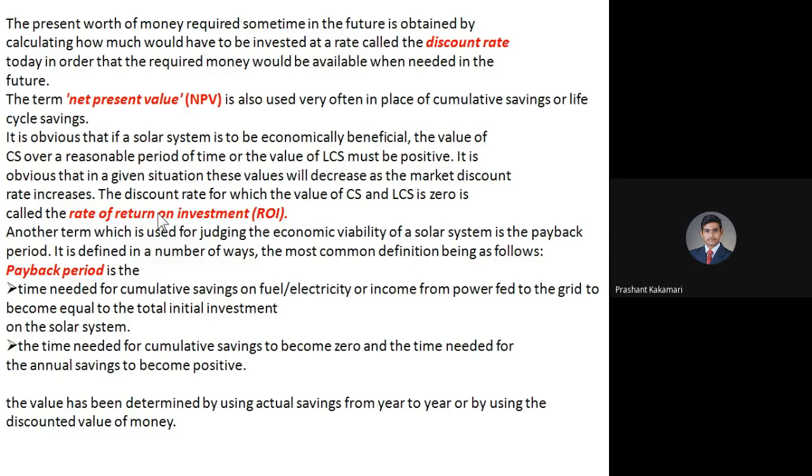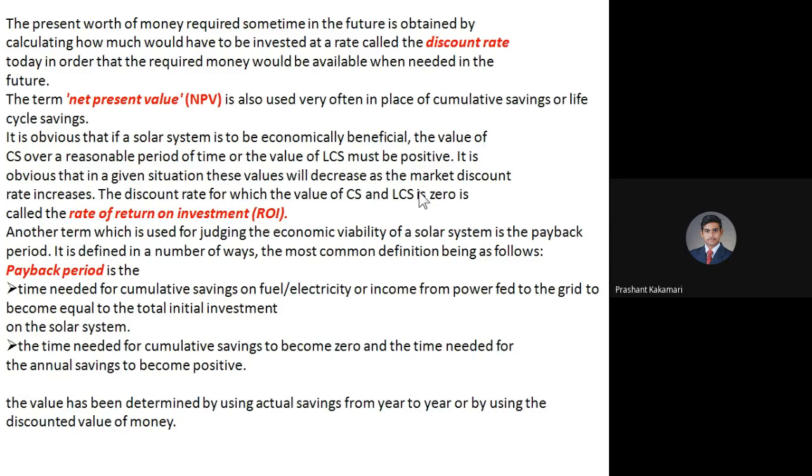After 5 years, my rate of return is exactly zero, or the savings will be zero. Okay, returns will be zero. From that point, whatever you earn after the zero position, I'm going to get as the profit. So this point we are going to call the rate of return. This point is very important: if the cumulative savings and the life cycle savings cross the zero point, that point we are going to call the rate of return on investment.